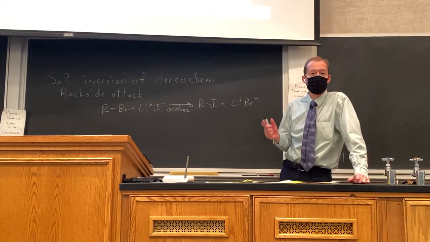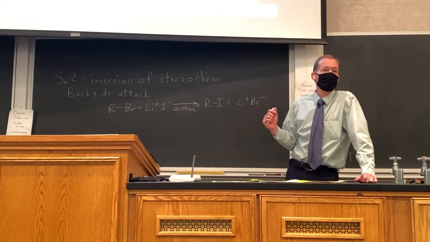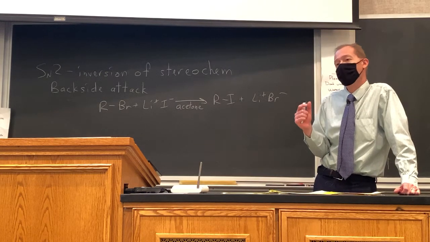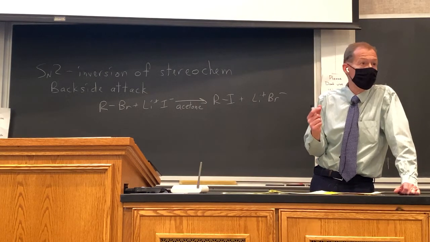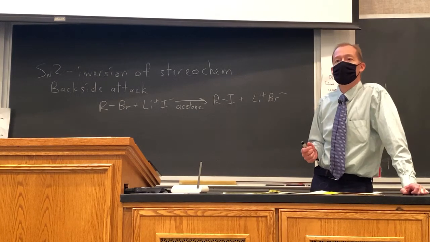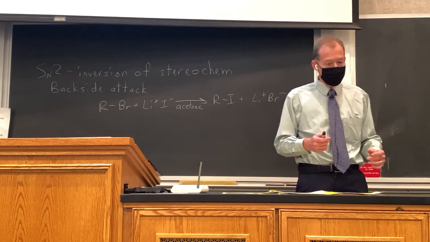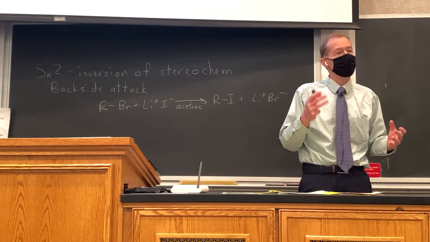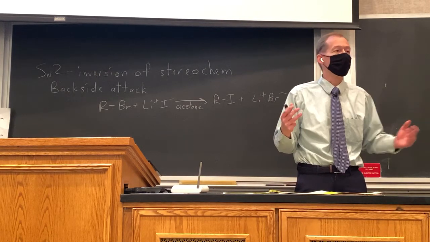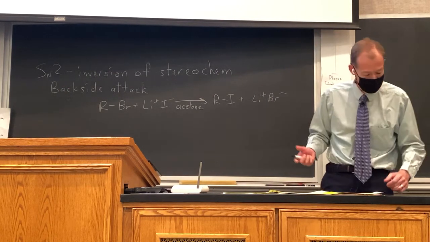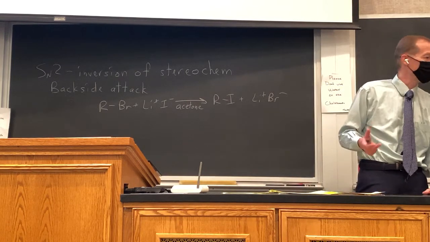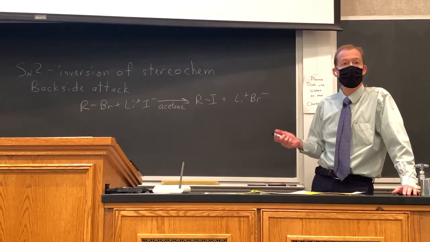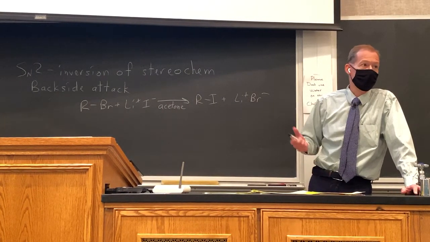And I showed you the results of an experiment which demonstrated that the stereochemistry is inverted at a stereocenter that undergoes an SN2 reaction. In order for that inversion to occur, the nucleophile has to approach that carbon from the side opposite of where the leaving group is. And so we refer to that as a backside attack. Okay? And this is a general characteristic of SN2 reactions. They proceed via inversion of configuration due to the backside attack.